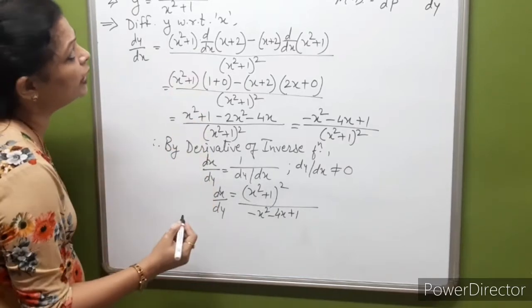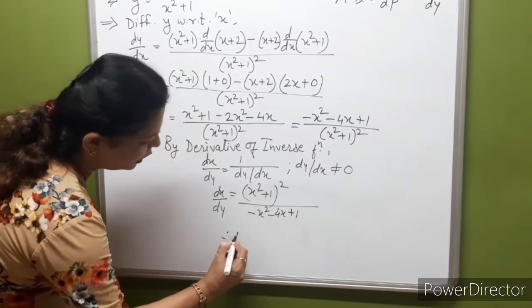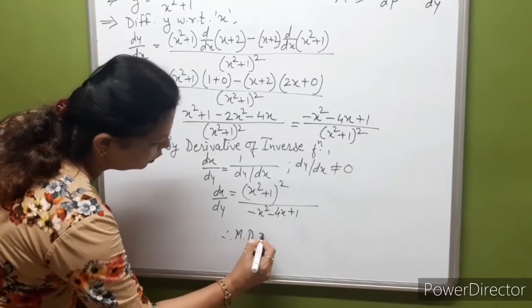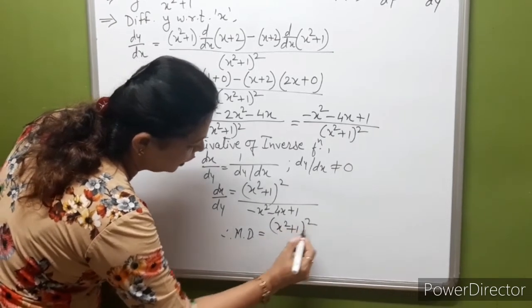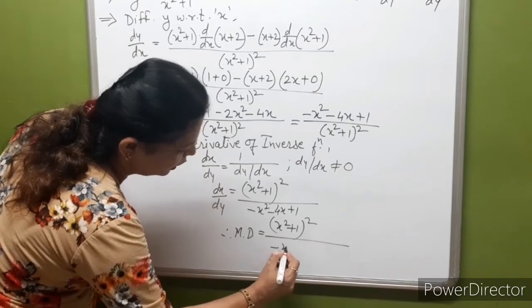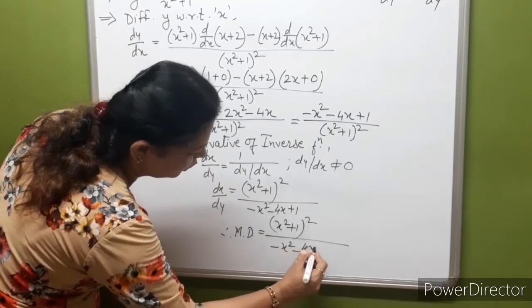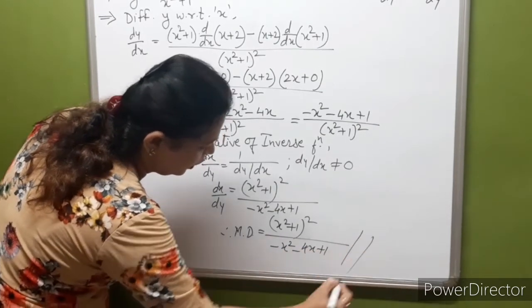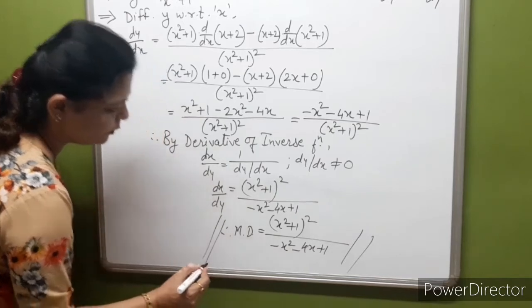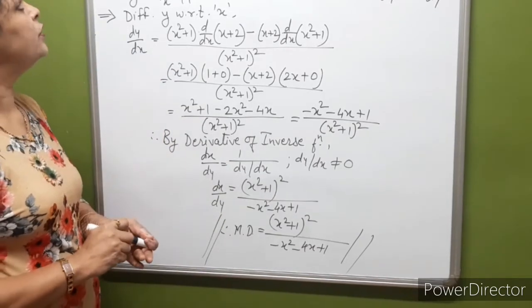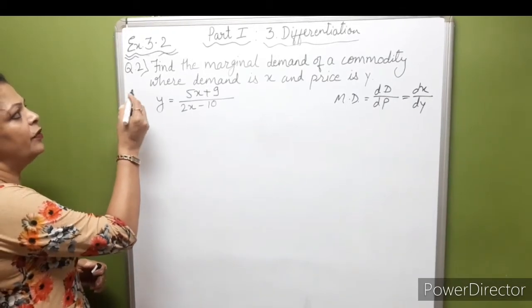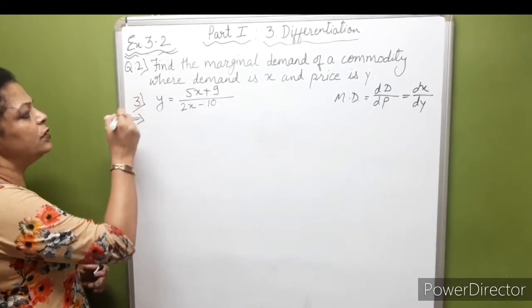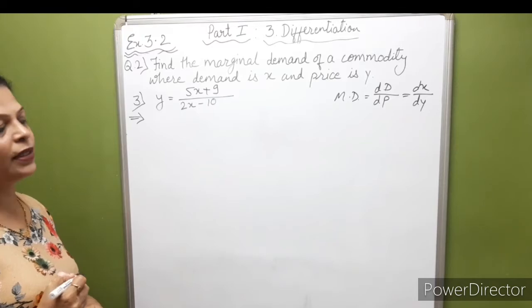Right? So write the final answer. Marginal demand is equal to x square plus 1 the whole square upon minus x square minus 4x plus 1. This is your final answer. So that completes your second sum. So let us start with the third sum of exercise 3.2. This is the last sum of the exercise.